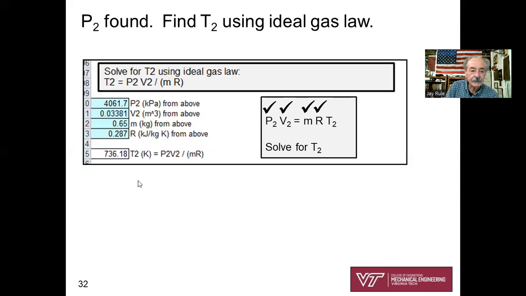Now we've got something else easy. If we've got P2, and we have V2 and we have M and R, it's easy to find T2. We use the ideal gas equation, PV equals MRT, and solve for T2. T2 is 736 K. Higher, because we're compressing the air, temperature goes up.